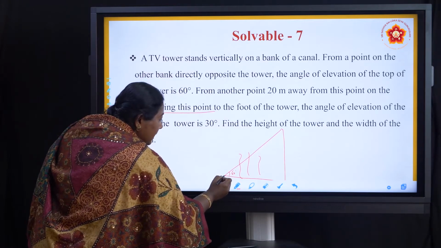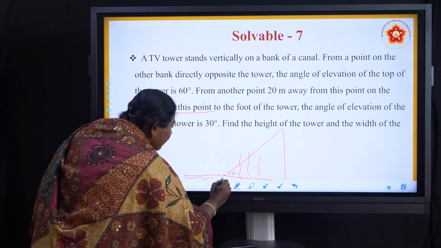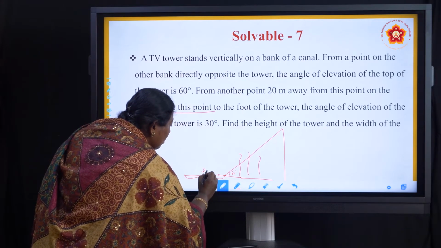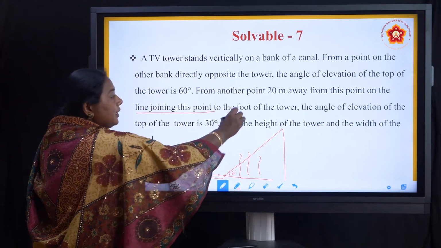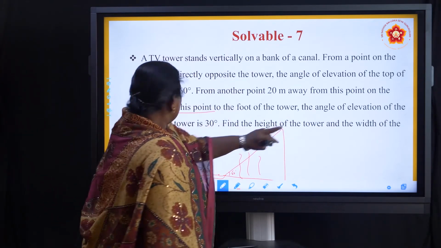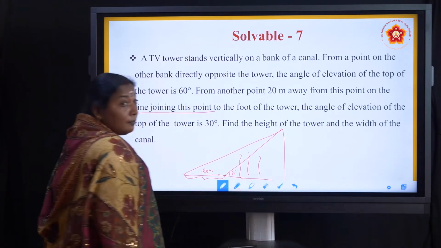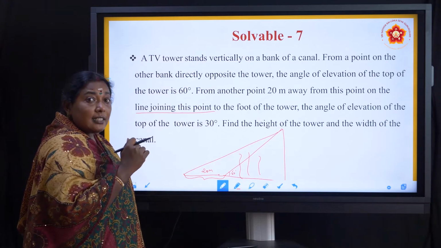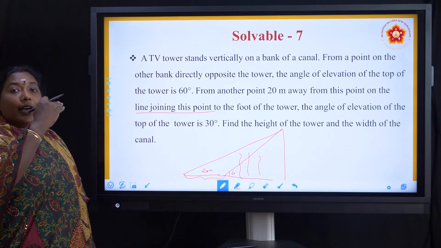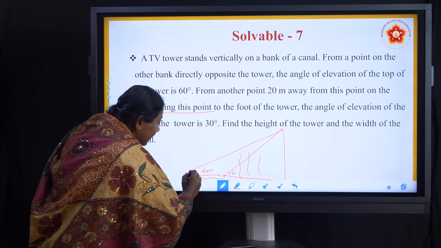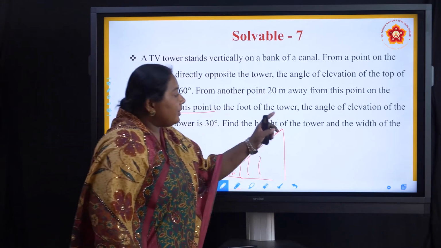So line joining means I am going to extend the same line. From the first point I am moving 20 meters away and again I am watching the angle of elevation to the top of the tower. Now will my angle decrease or increase? It will decrease because I am moving away from the tower. So my angle of elevation will be lesser than the previous one. So it is 30 degrees.